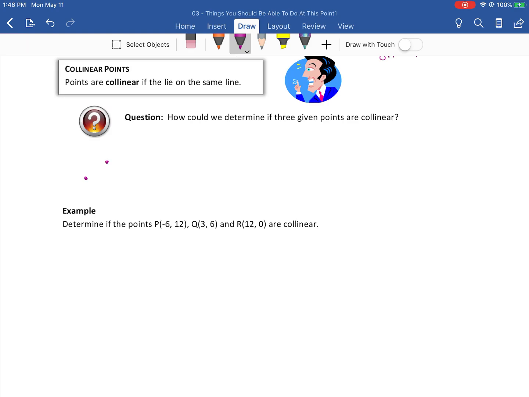Let's say I've got 3 points that aren't collinear. So I've drawn a line through these two and said, okay, here's a third point that is not on the line.